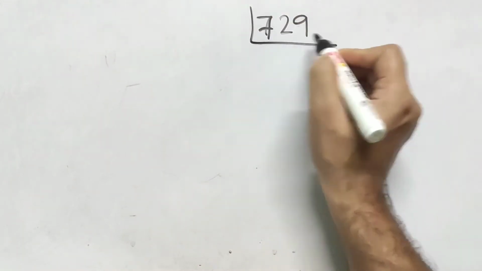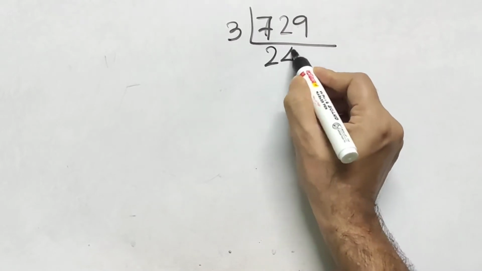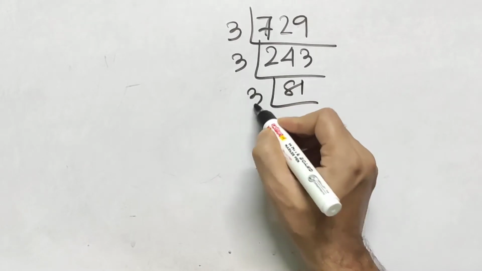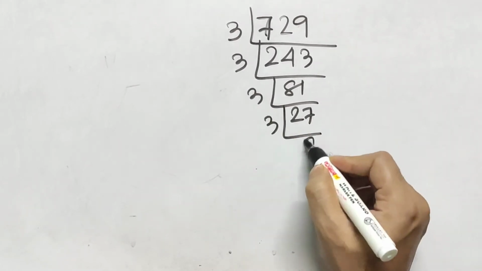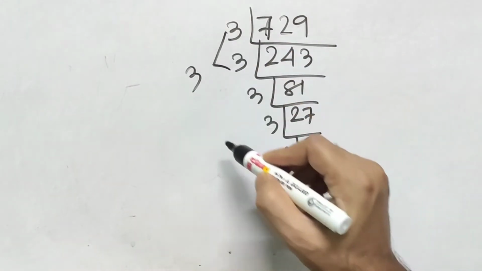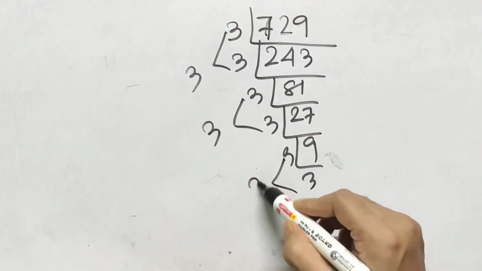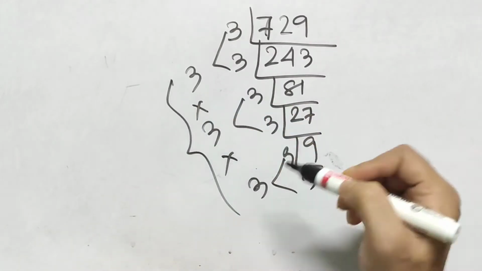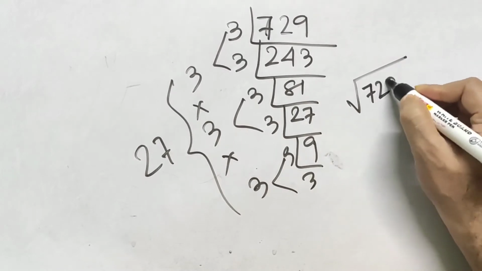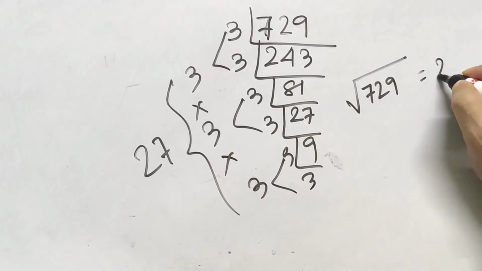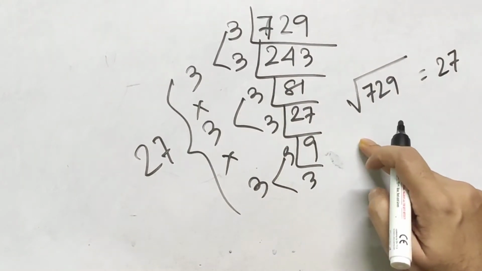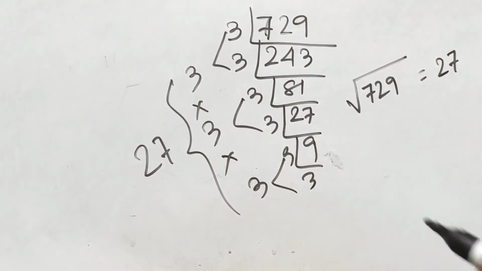So how can we do this? 3 into 243, 3 into 81, 3 into 27, 3 into 9, 3 into 3. For each pair of 3s, you take one 3, and multiplying them you get 27. So finally, the square root of 729 is 27. This is the traditional method. Now let's talk about how we can do it in seconds.